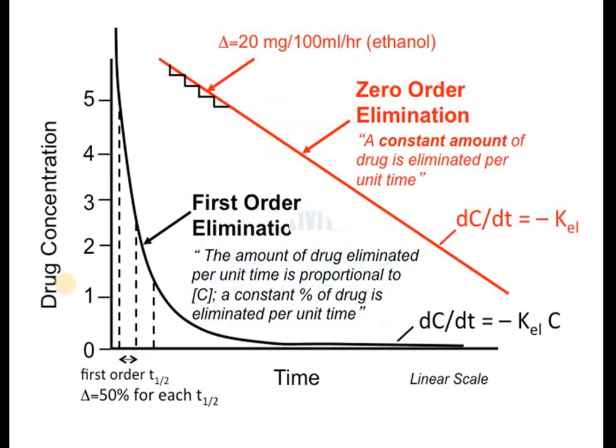Now we see the next. So what are the kinetics of elimination? There are two kinetics of elimination. Drug either may be eliminated by zero order elimination or drug may be eliminated by first order elimination. In case of zero order elimination, for example, take an example of ethanol. Those drugs which are highly soluble and highly permeable are eliminated by zero order elimination process.